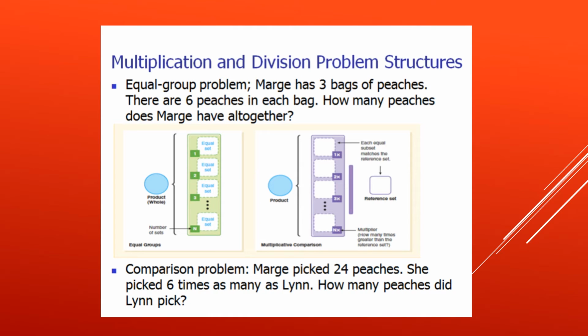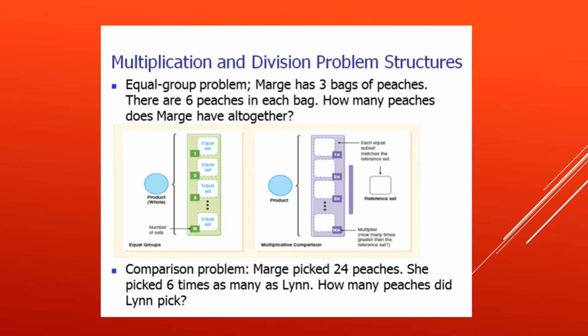Now we move on to multiplication and division problem structures. Those particular ones, you have to think equal groups, okay? So our scenario here is: Marge has 3 bags of peaches, 6 peaches in each bag. How many peaches does she have altogether? So we can put 3 separate groups, 6 peaches in each group, and then put them together, counting them, either adding them, or that 3 times 6 equals 18.